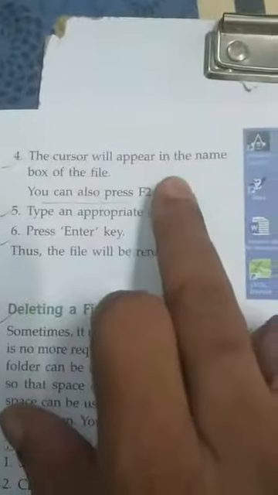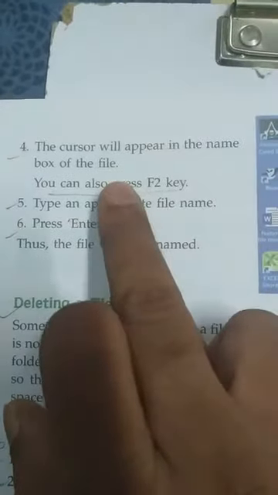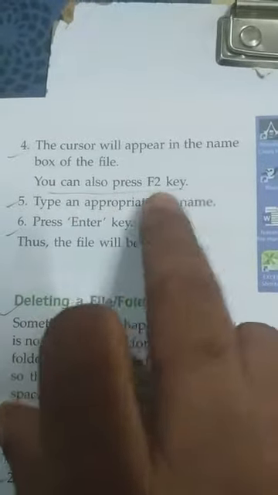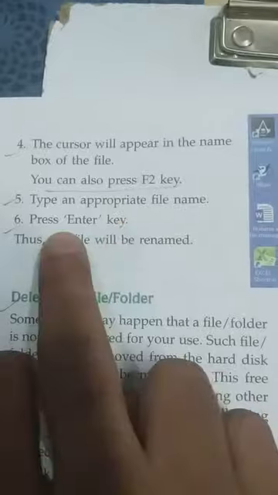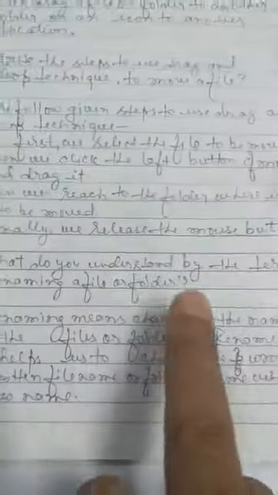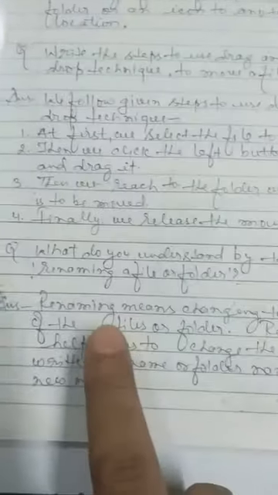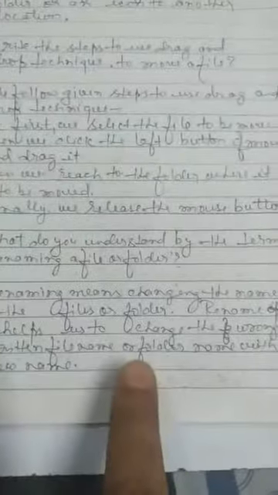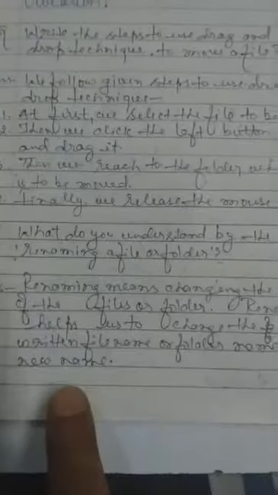When you choose rename option, my dear student, then the cursor will appear in the file name box. Instead of clicking, we can press F2 key also, then type the new file name and press the enter key. Thus your file name will be changed. You can see here same thing I have written in the inside question. So what do you understand by the term renaming a file? Renaming means changing the name of the file or folder. Rename option helps us to change the wrongly written file name or folder name with a new name.